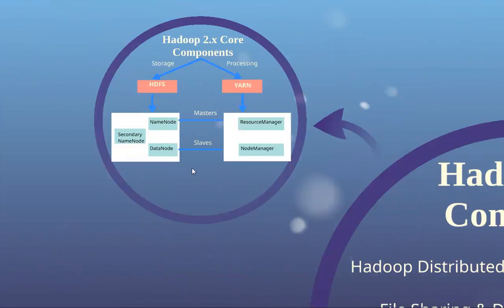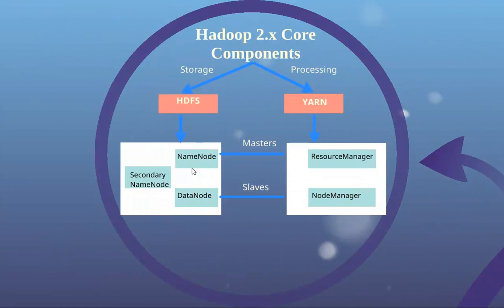Now, what are the core components of Hadoop 2.x? In 2.x, we have HDFS. HDFS is for storage, and in HDFS, we have components like name node, data node, and secondary name node. The name node acts as a master, so for the name node you have to use a better machine.